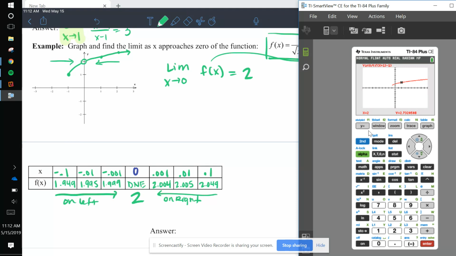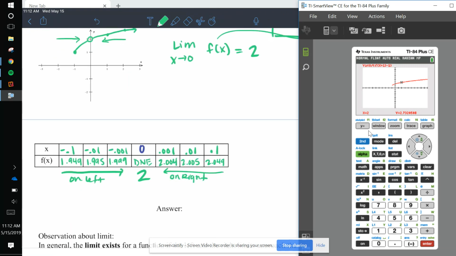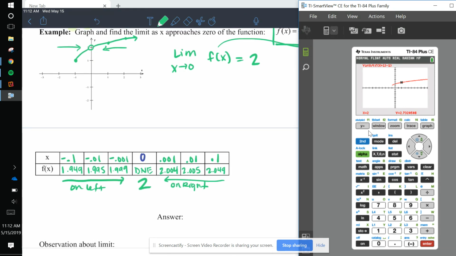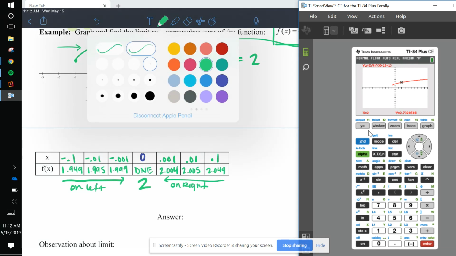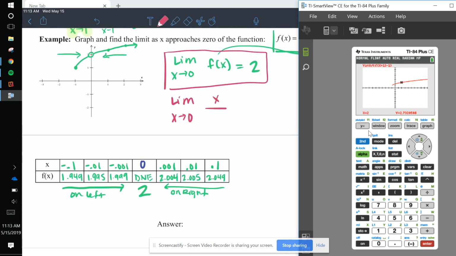And that's good because these match, matchy-matchy. Graphically and numerically, they should match. So I think this is our answer: the limit as x approaches 0 of f of x is equal to 2. Or you can say the limit as x approaches 0 of x over the square root of x plus 1 minus 1 is equal to 2. These are both acceptable.